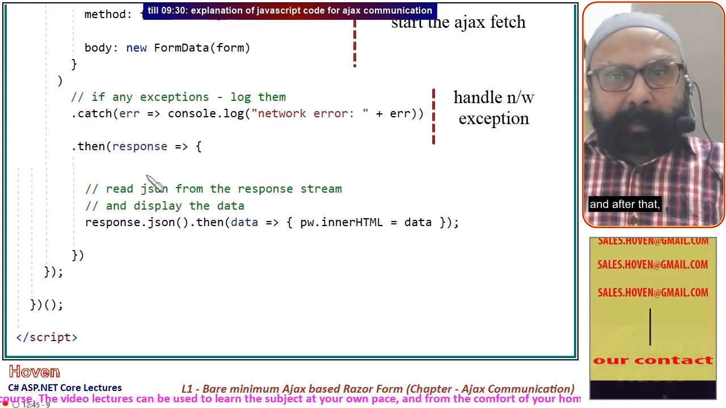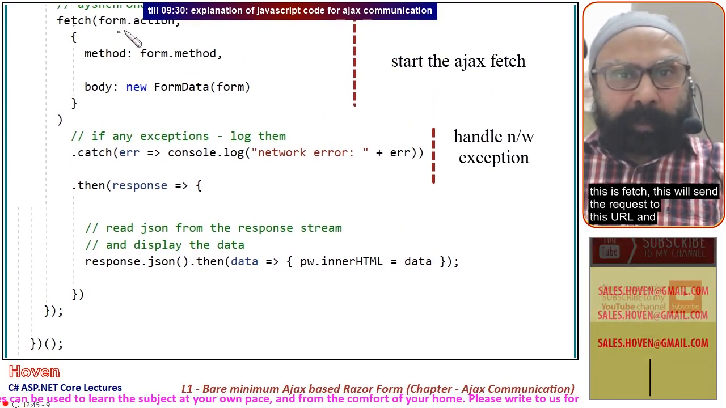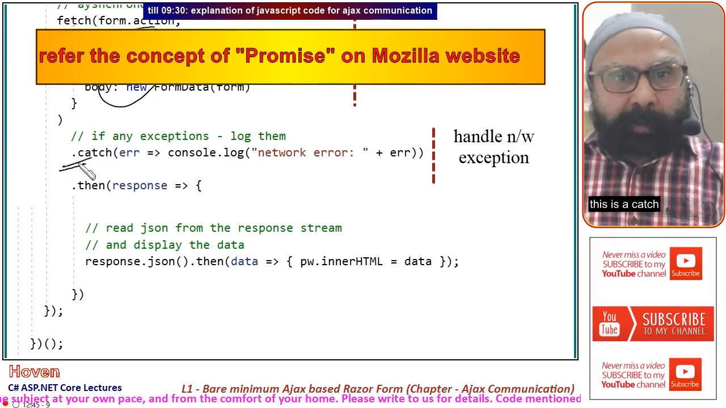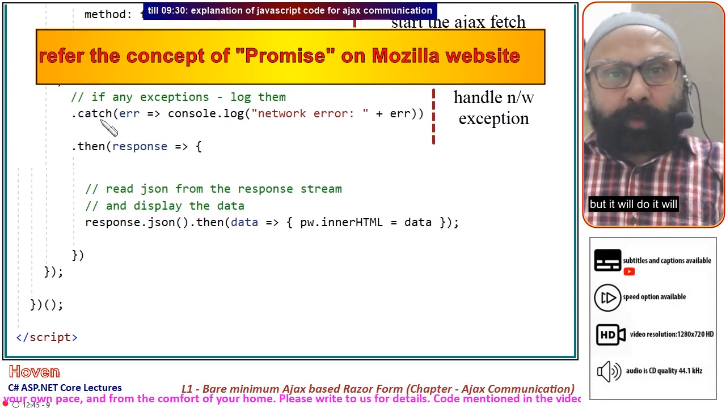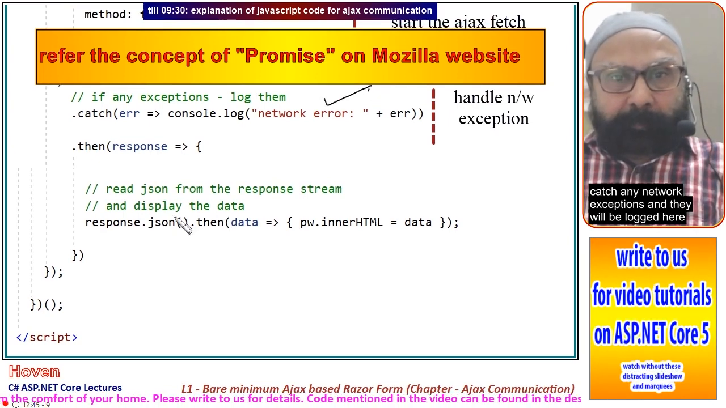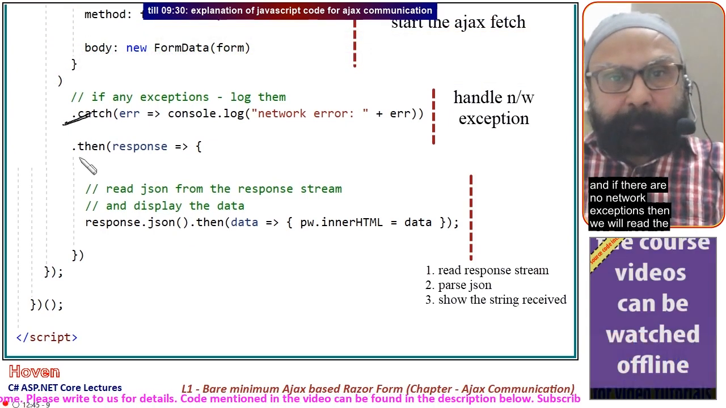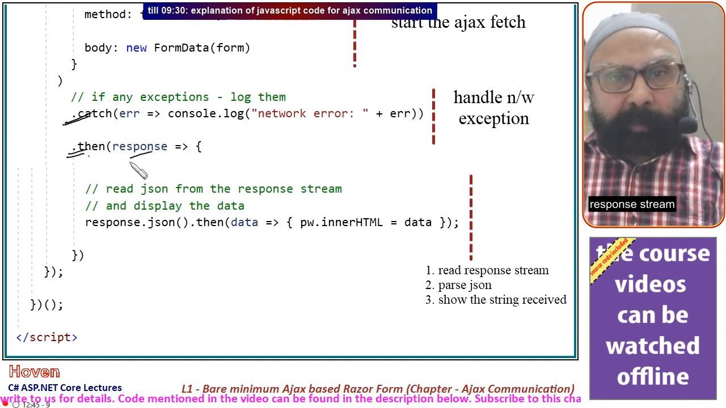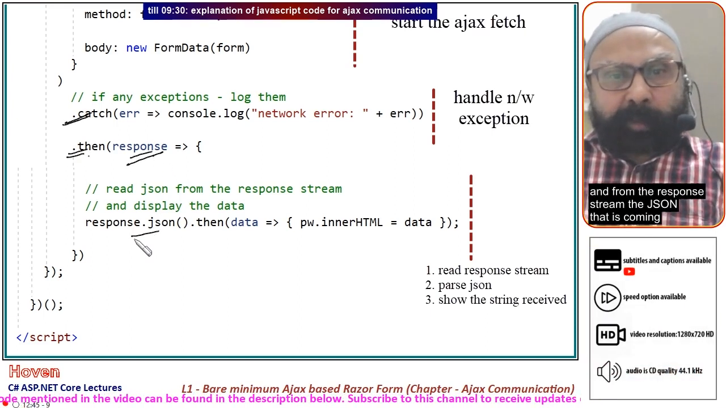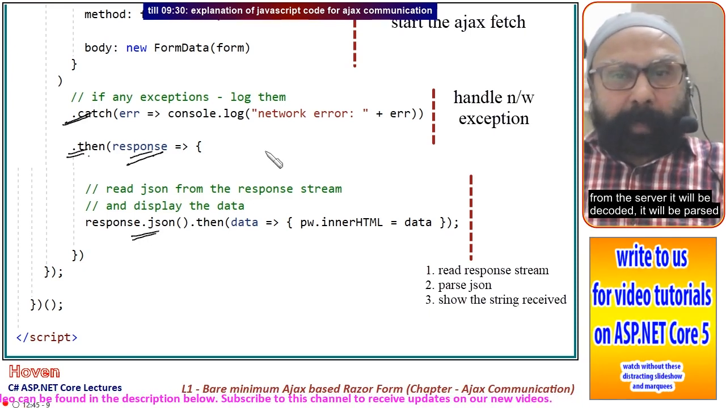And after that, this is fetch. This will send the request to this URL, and then there is a chain. This is a catch. It will catch any network exceptions, and they will be logged here. And if there are no network exceptions, then we will read the response stream, and the JSON that is coming from the server will be decoded, parsed.